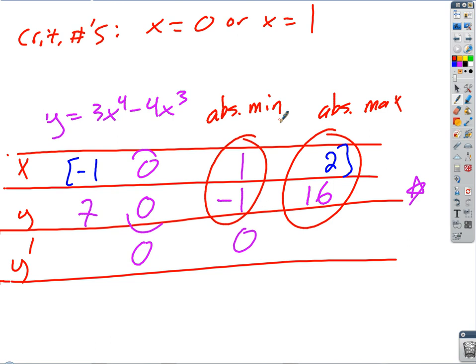Now later on, we'll get better at this, and we'll be able to identify without having to plug in to evaluate the function. We'll be able to tell which one actually is the maximum, which one's the minimum, just based on some other stuff. But for now, we're just going to plug them into the function and see.